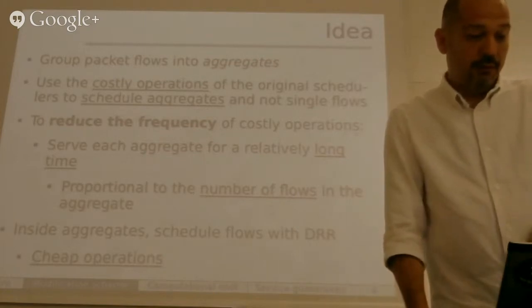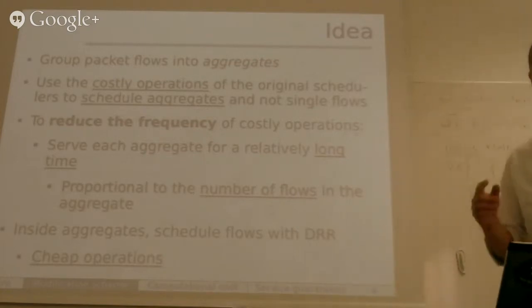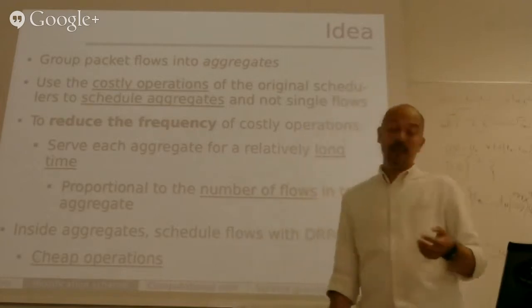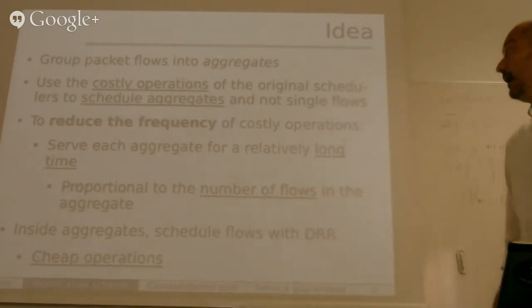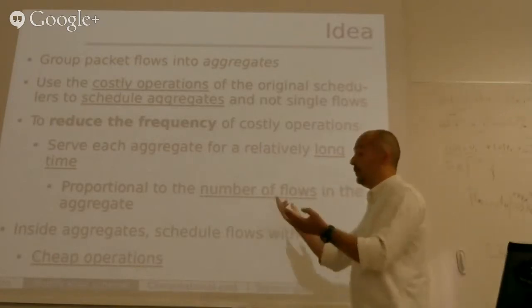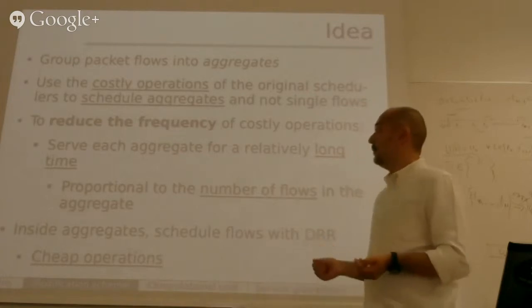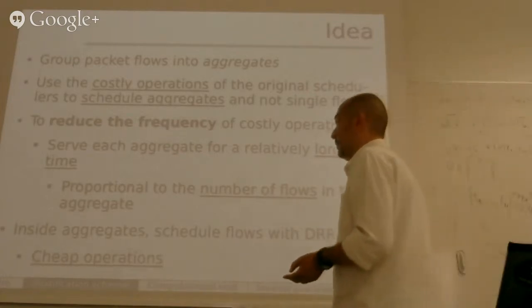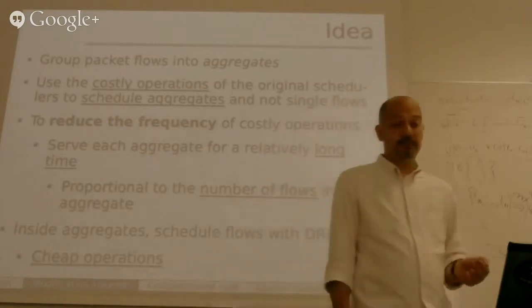Of course, the flows inside each aggregate are still to be scheduled. And in that case, according to this modification scheme, the scheduler used is just a deficit round robin, whose operations are quite cheap.